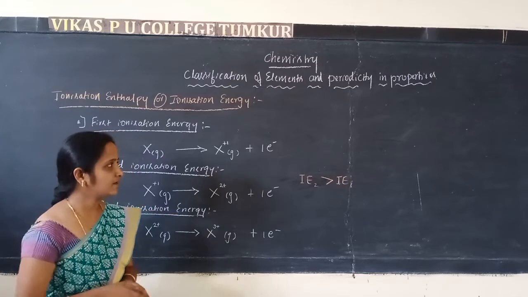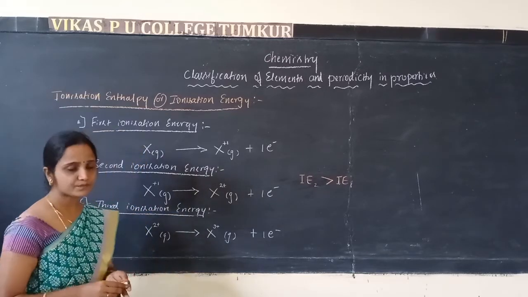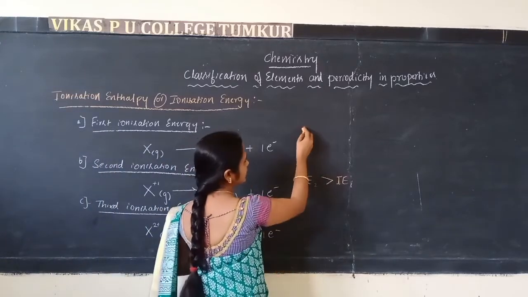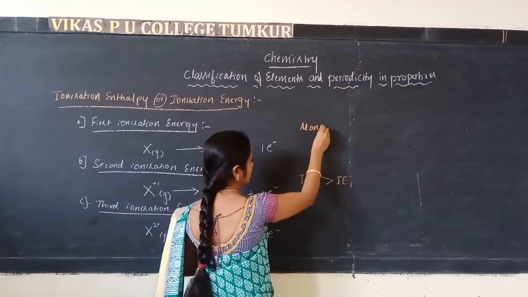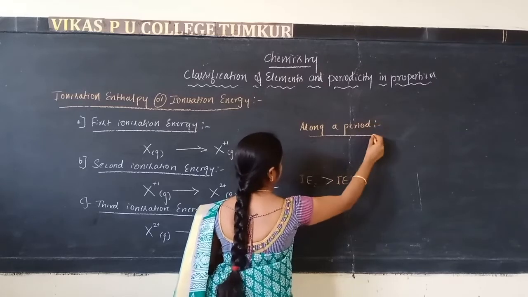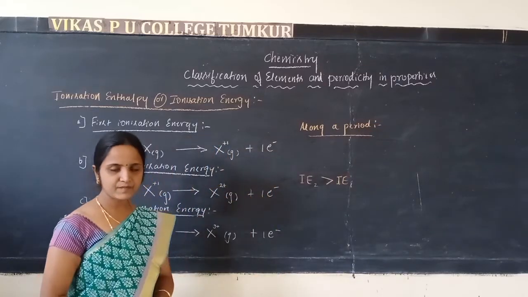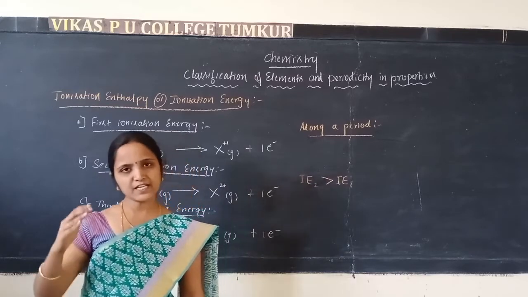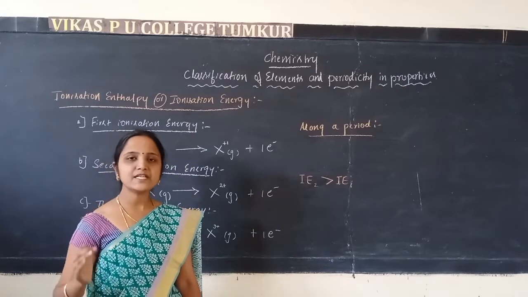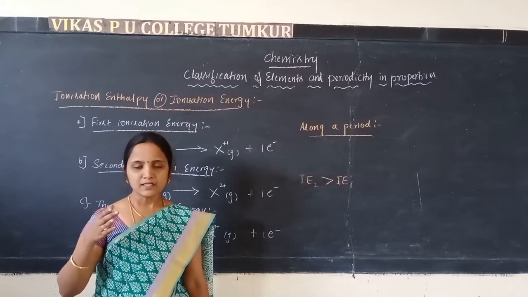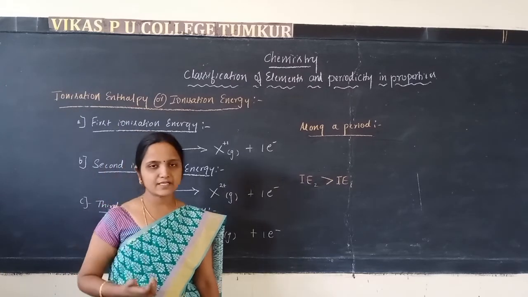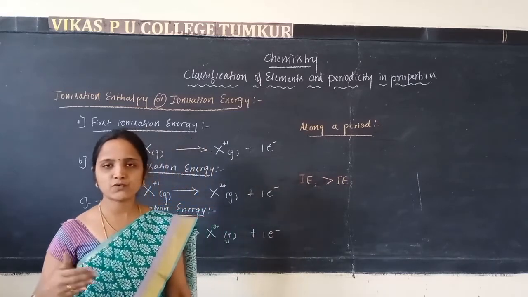Now we are going to discuss how the ionization energy varies along the period. When it comes to along a period, the atomic size decreases. The screening effect decreases. The effective nuclear charge increases.